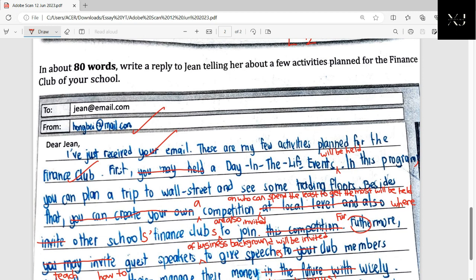Okay, these are my few activities planned for the finance club. First, a day in the life event will be held. Okay, you cannot say "may be held" because it's us telling Jean what we are planning to do. Okay, in this program, you can plan a trip to Wall Street and see some trading floors. So she elaborated on what this day in the life program is about, which is great.